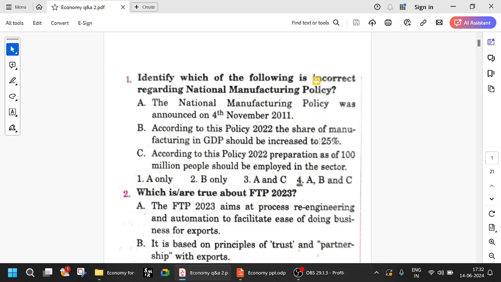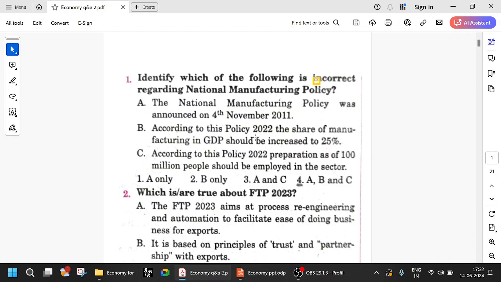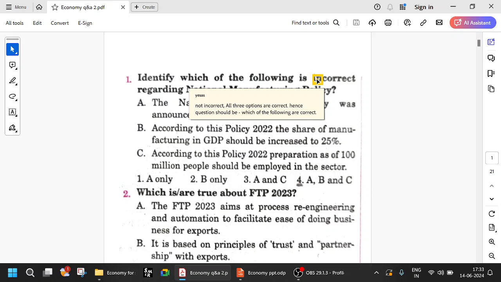Next, according to this policy, 100 million people should be employed. The question's sentence framing is not good, but anyway, we've already seen that 100 million jobs should be created in the national manufacturing policy. Fine, so all three are correct. If only B and C were given in the options, it would be tougher, but there is no B and C option here, so you can make out that it is A, B, and C. Also, this is from 2011 and the targets are for 2022, so they have given one decade for the policy to work. All three options are correct, and the question should be which of the following are correct.